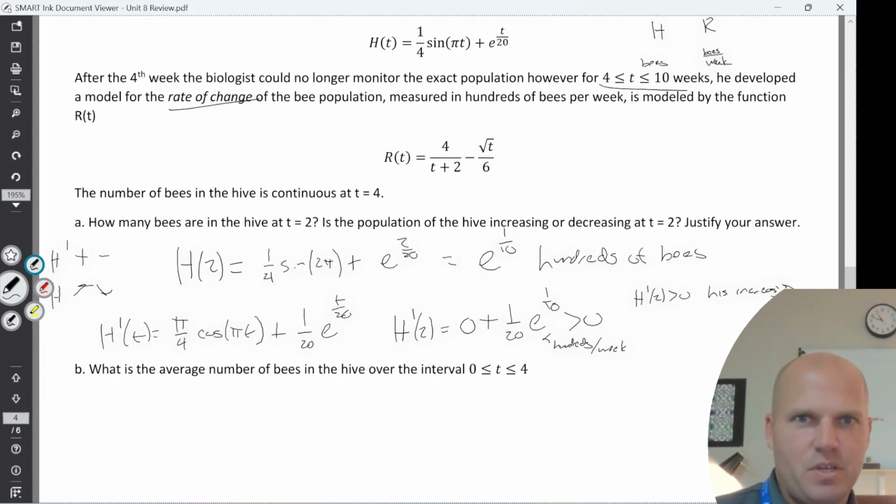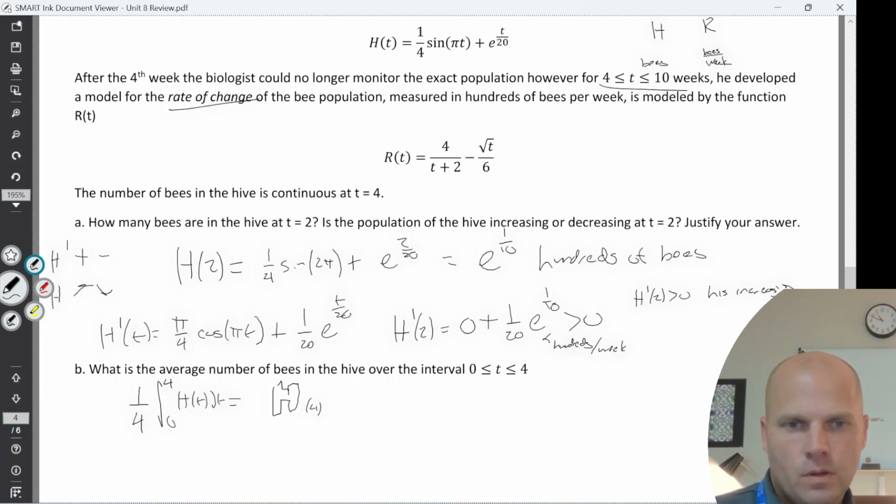What is the average amount of bees? I would love to accumulate h and then divide over the interval. How can I accumulate h? I can use super h of 4 minus super h of 0. Divide this by 4.